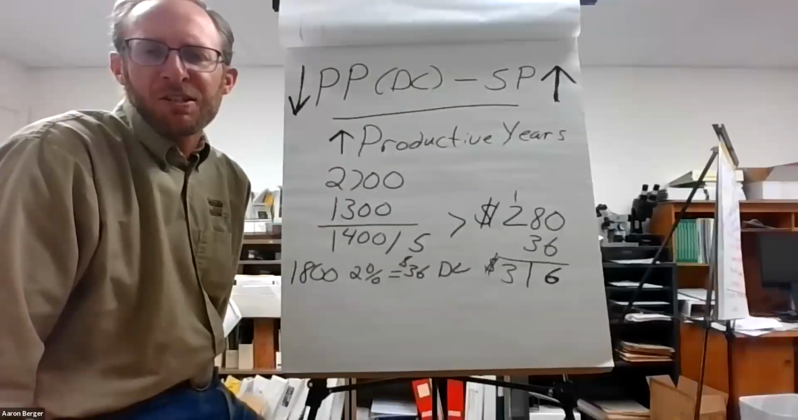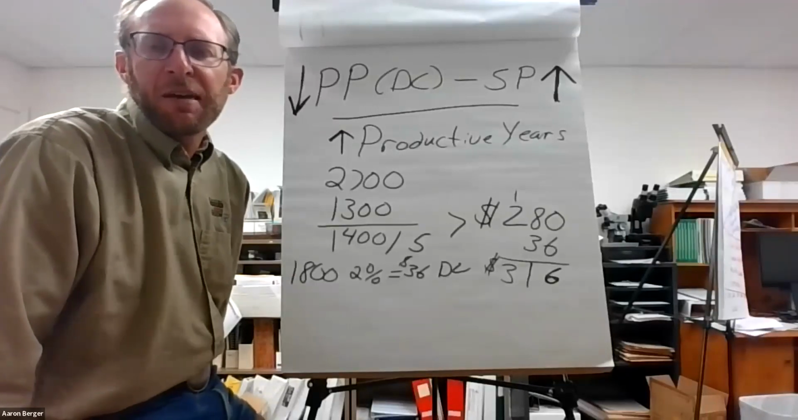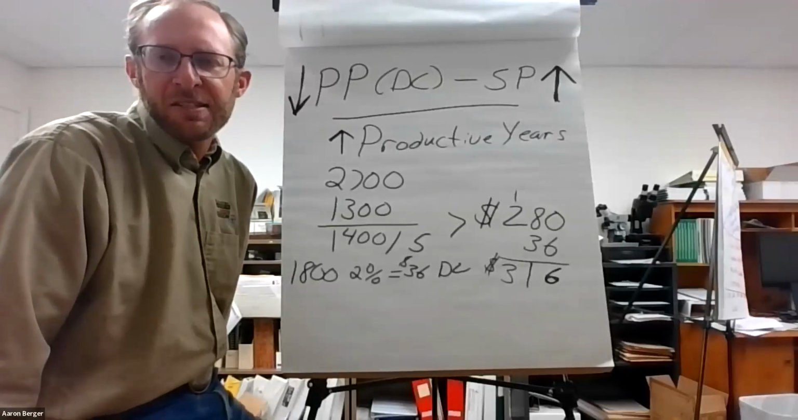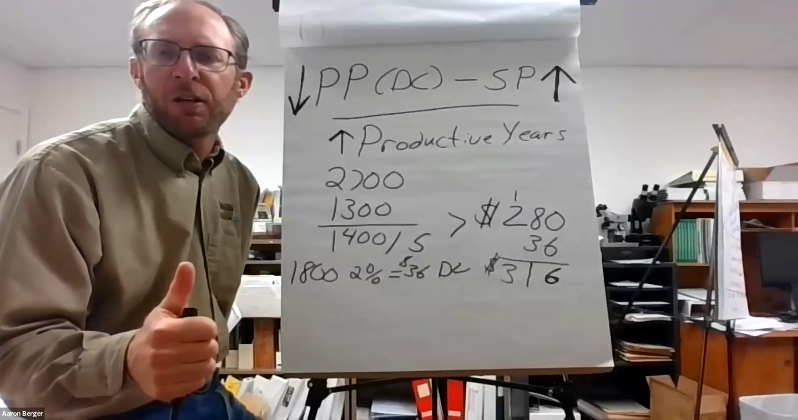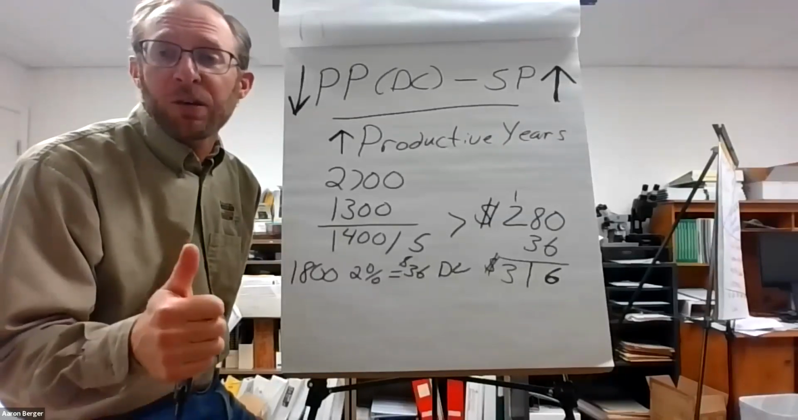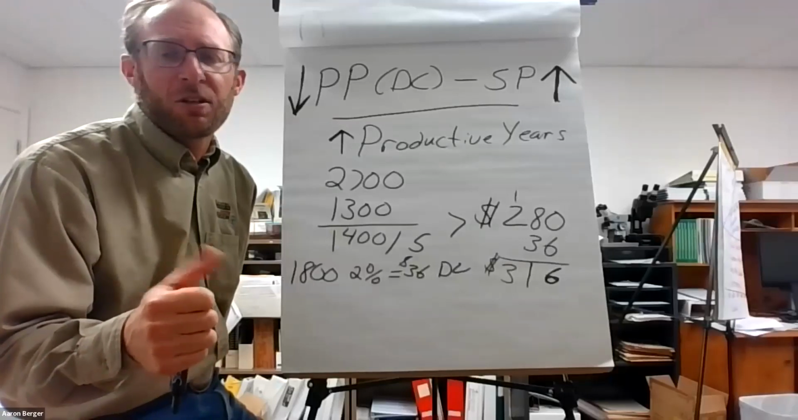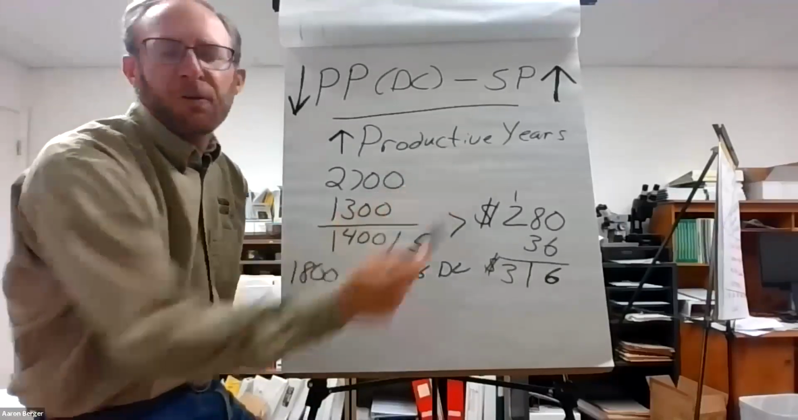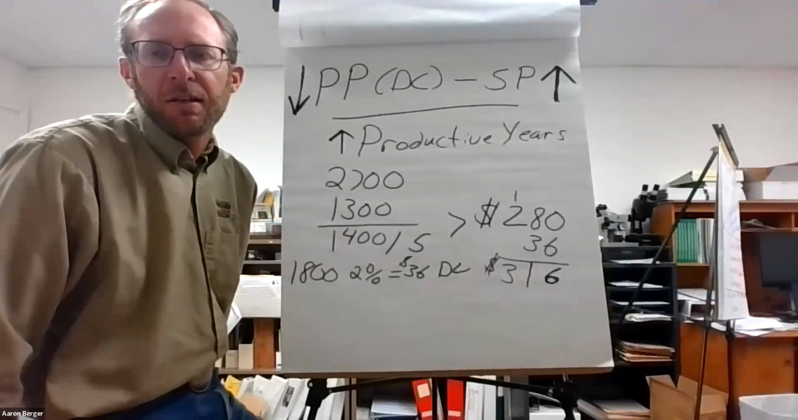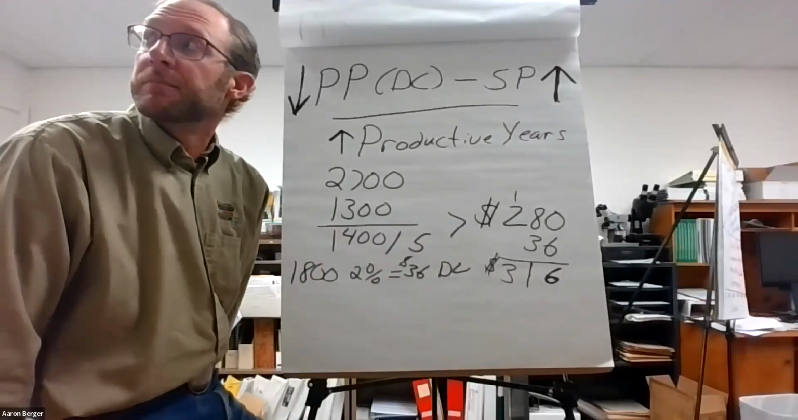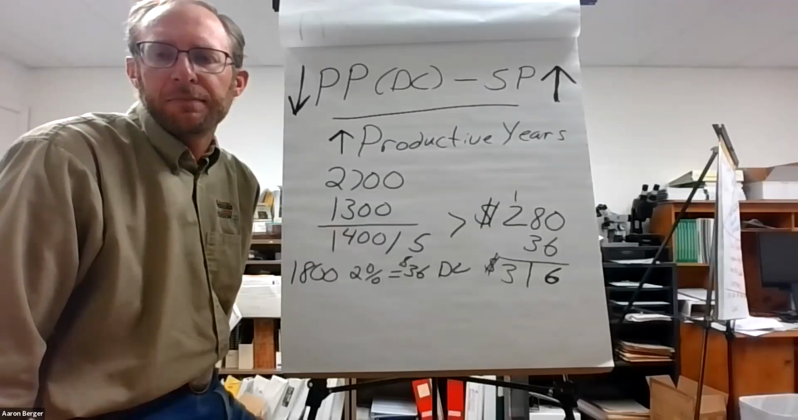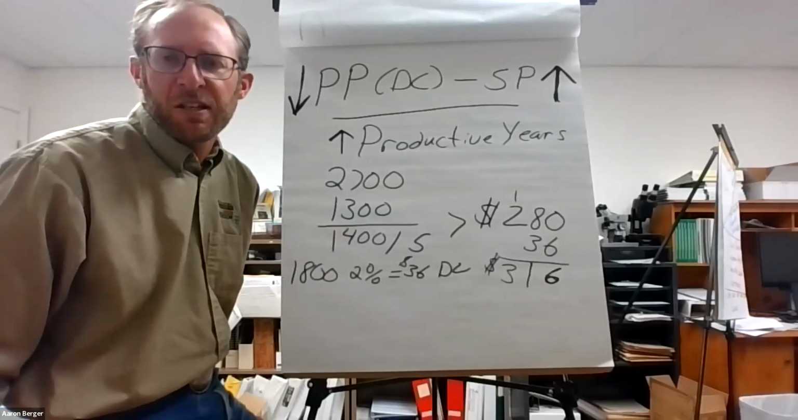Okay. So for your own operation, thinking about how can I address this issue of cow depreciation? How can I get a cow into the herd at less cost? How can I increase the value of that cow when she leaves the herd? Or can I find a way to get more productive years? All right. Any questions on that?